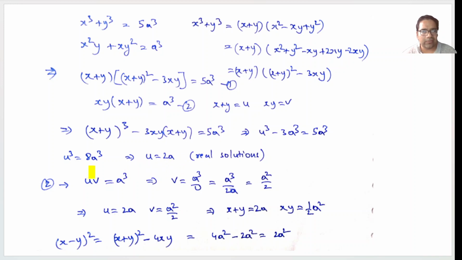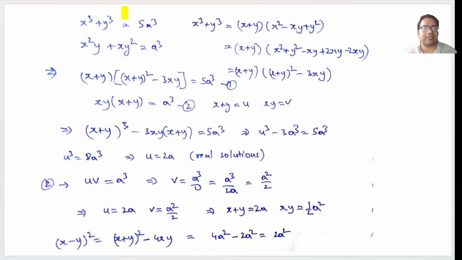Then uv. What is v? u equals x plus y and v equals xy. uv equals a cubed. This is the second equation basically. xy times x plus y is equal to a cubed. That means uv equals a cubed. What is v? v is a cubed by u. u is already 2a, we just figured out. That means v is a squared by 2. What is v? xy. xy is a squared by 2. x plus y is 2a.